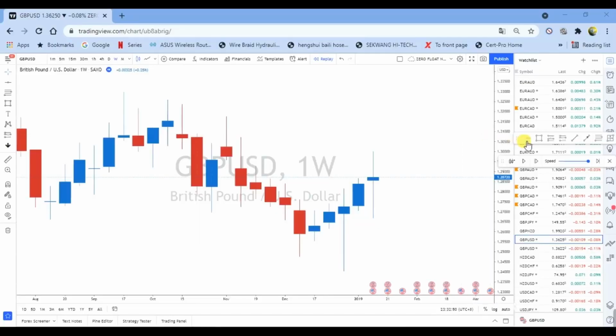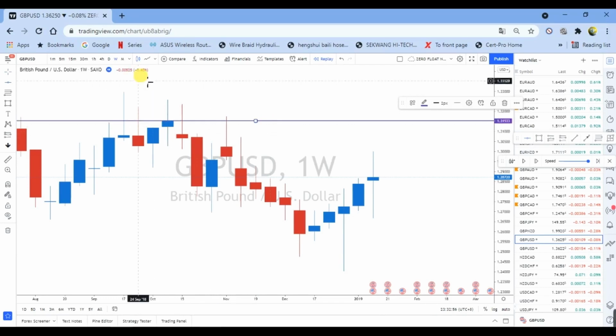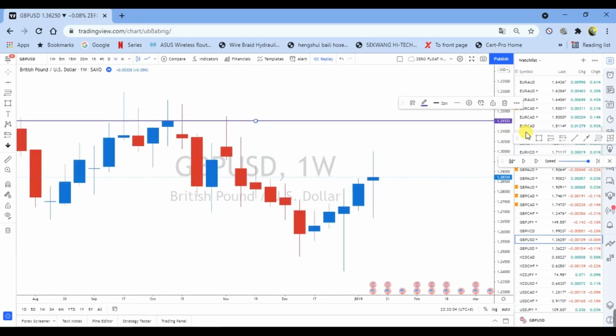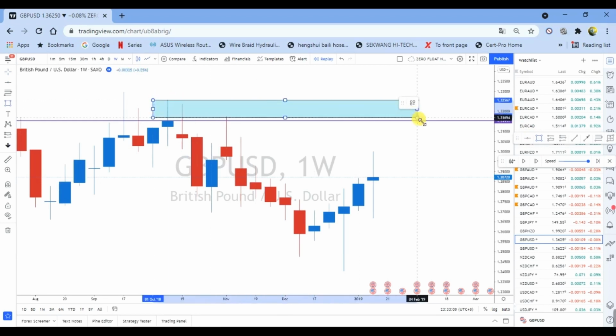Okay guys, there is a question. What happens if the shadow on the left side is higher than the current A? So I'm going to show you here. We go to the line chart. I mark the A here. This is our weekly resistance. We come back to the candlestick chart. We mark our zone from here to the edge of the resistance.